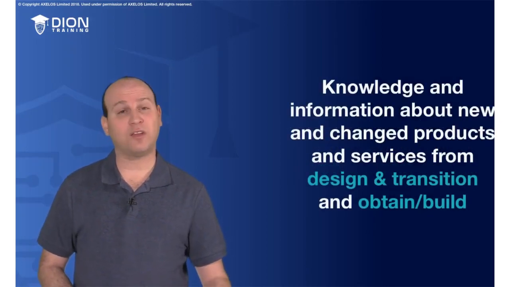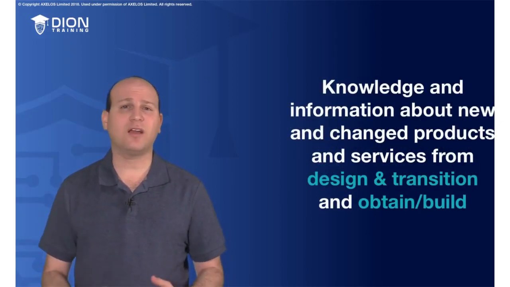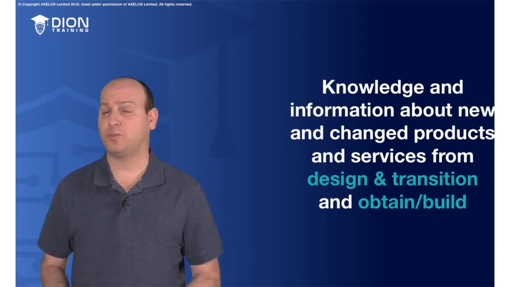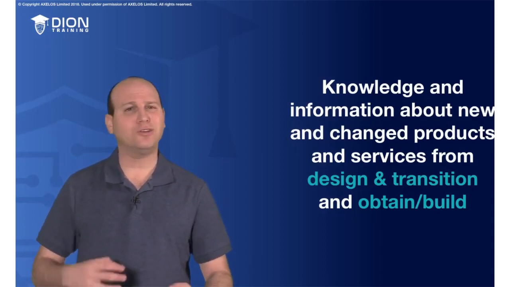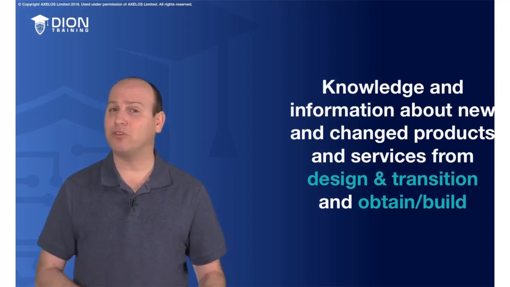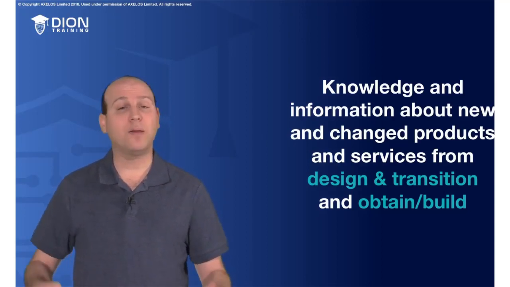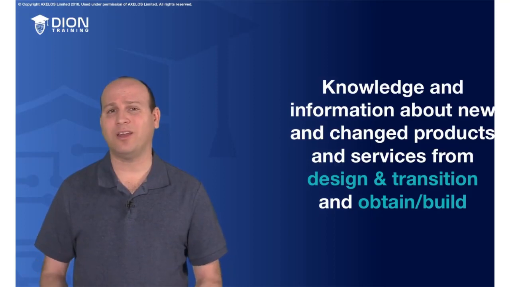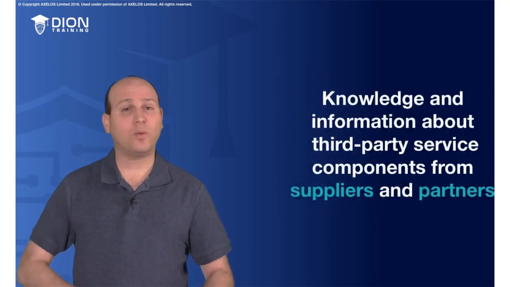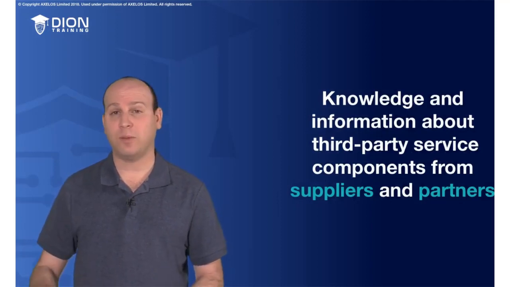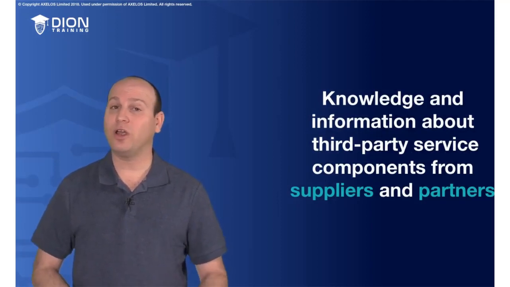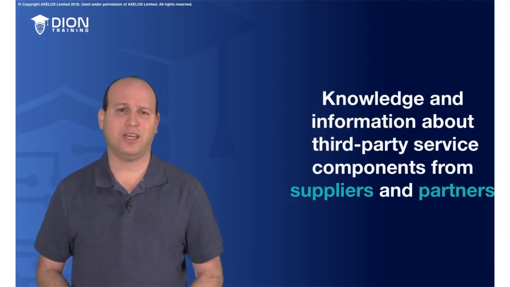Another thing we're going to get as an input to our Engage activity is the knowledge and information about new and changed products and services, both from design and transition and obtain and build. You'll notice some of these things have happened in multiple different activities. Why? Because this is a coordinated and interlinked effort. Next, we have our knowledge and information about our third-party service components from suppliers and partners. Just like we did before, we have that again here inside the Engage activity.